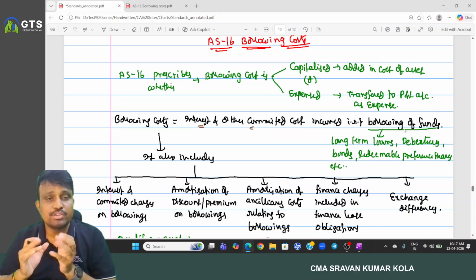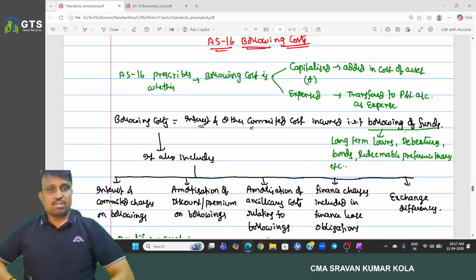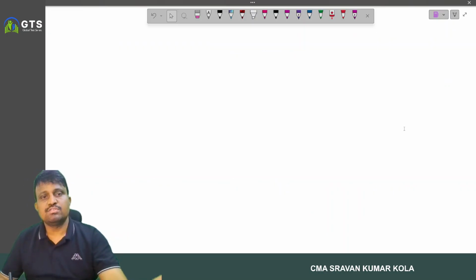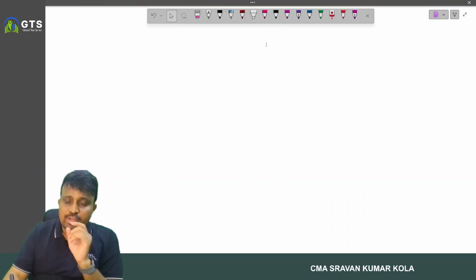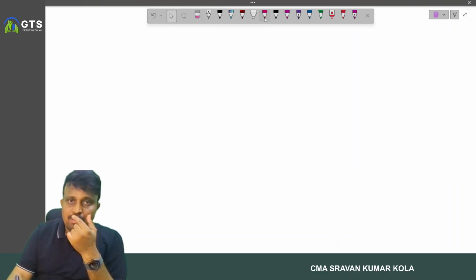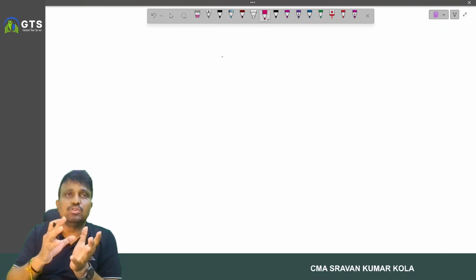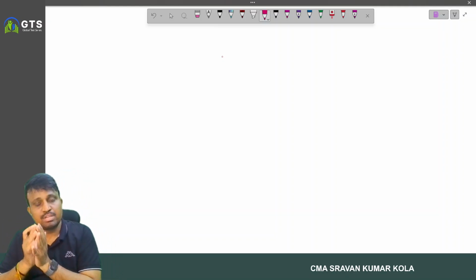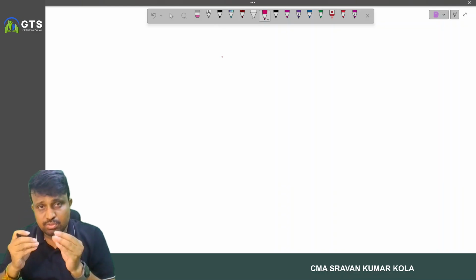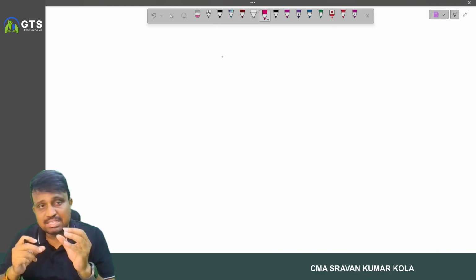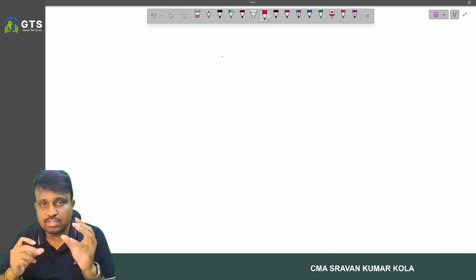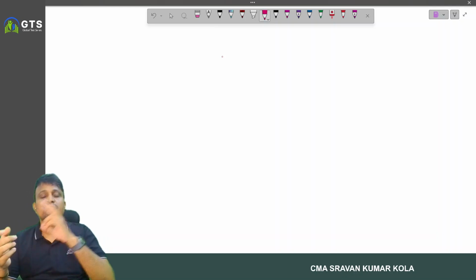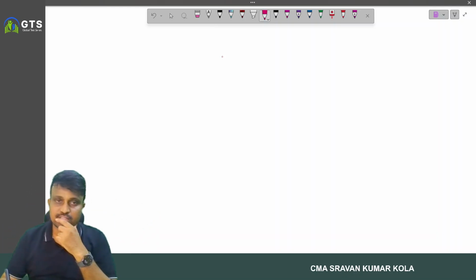In today's session, I'm going to discuss AS-16 Borrowing Cost. In this standard, I'm going to discuss mainly what the standard says. For example, I took a loan or any borrowing for the purchase of an asset. Whatever interest I paid in respect of that loan, shall I include it in the cost of that asset or transfer it to the profit and loss account?